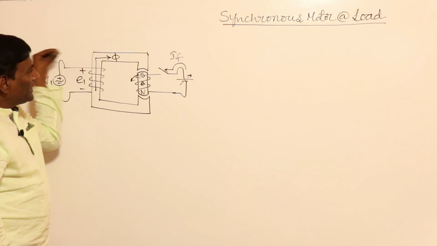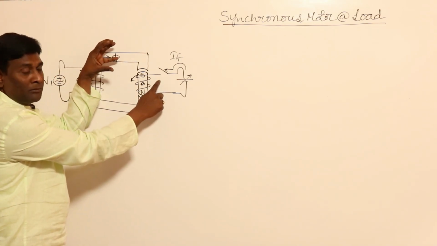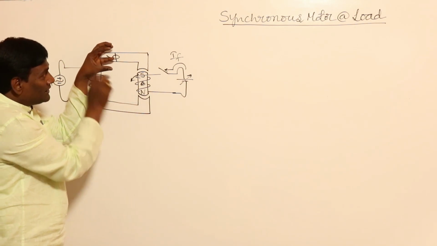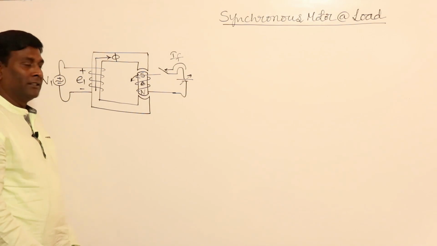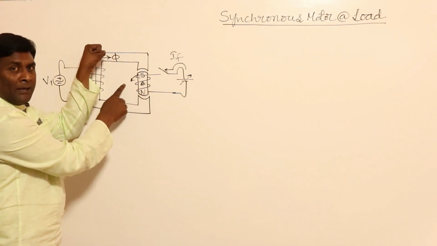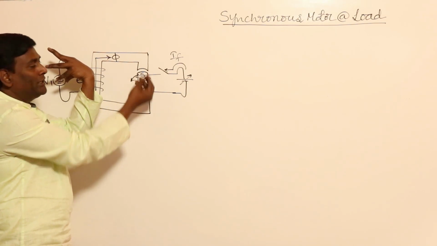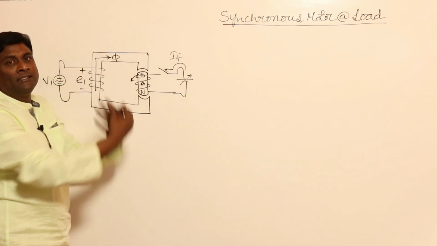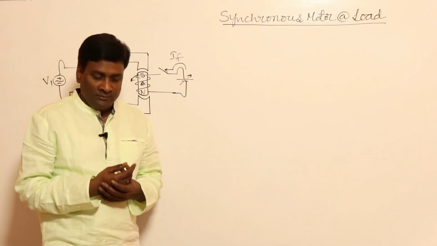Okay, so let me repeat again. When flux is 0, let me keep it here. When flux is maximum, let me keep it here, such that when this flux is maximum, N pole flux is going to be aided. When flux is 0, let N pole be here, and when flux is negative maximum, let us keep N pole here, such that this flux will aid this flux. Okay, so let us assume that it is being rotated that way.